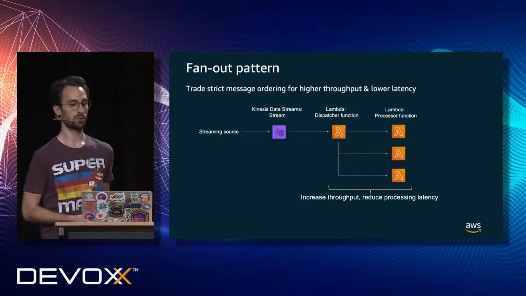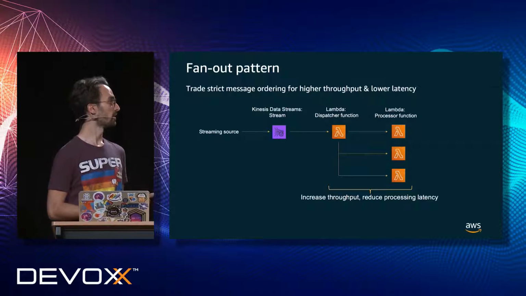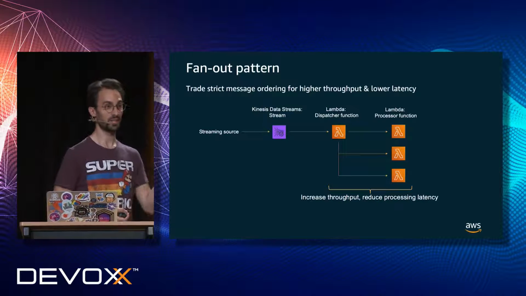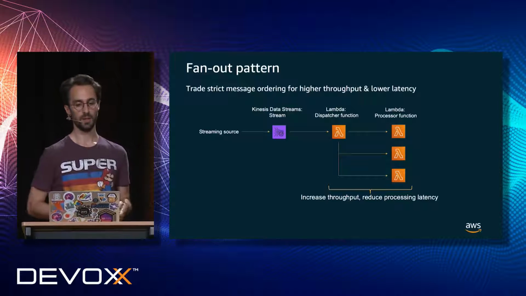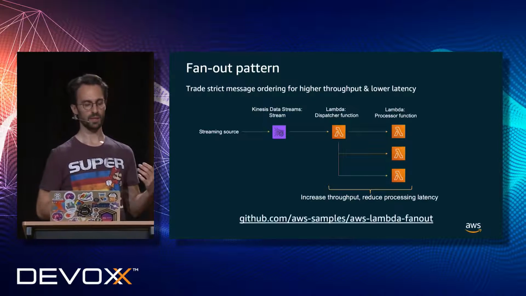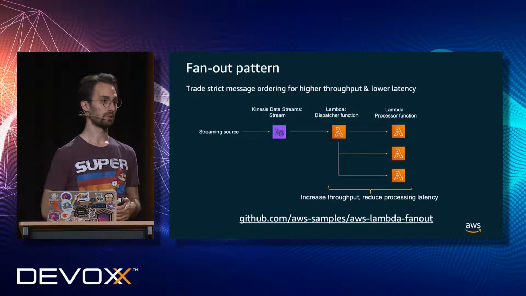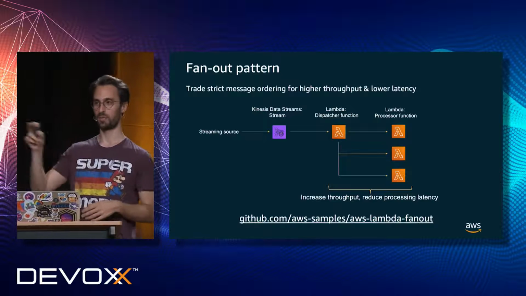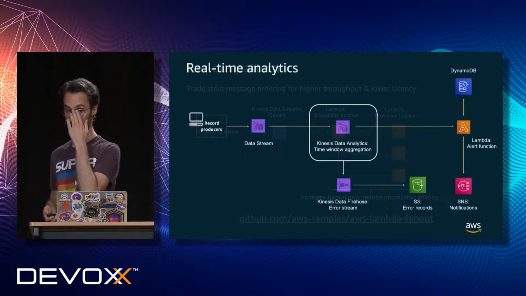This allows you to increase throughput if you have processing latency issues, for example. If you have a lot of data coming, you probably want to do this. There is even a library that allows you to do that. Basically, you do nothing. You just specify the processing logic, and the dispatcher is implemented for you.